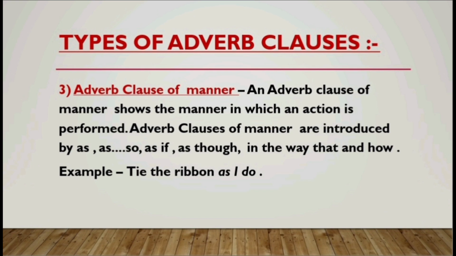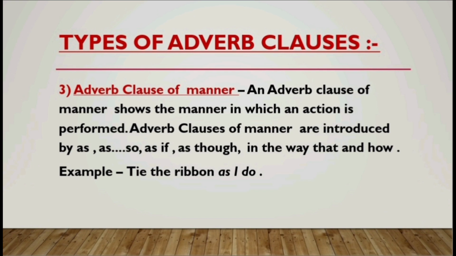Here, as I do is a subordinate adverb clause because it depends upon the principal clause to complete its meaning. So as indicates the manner of tying the ribbon, right, it is indicating how the ribbon should be tied. So that is an adverb clause of manner, which shows the kind, the manner in which an action is being performed.